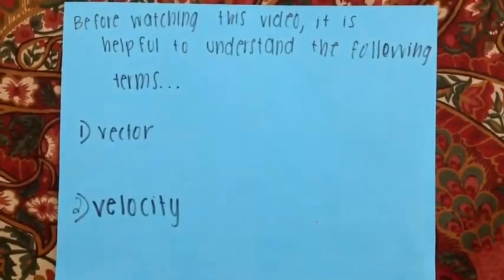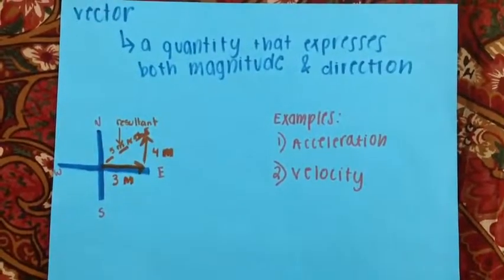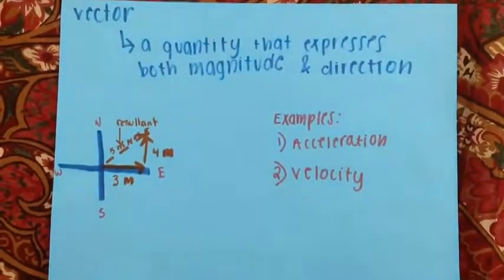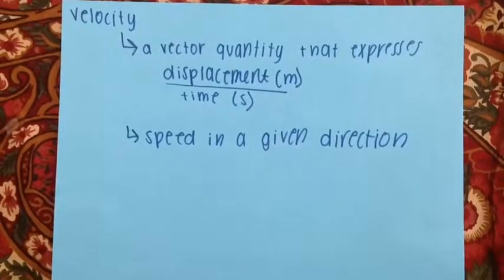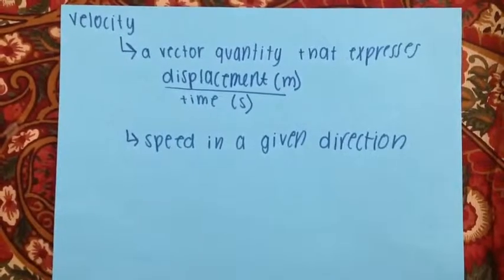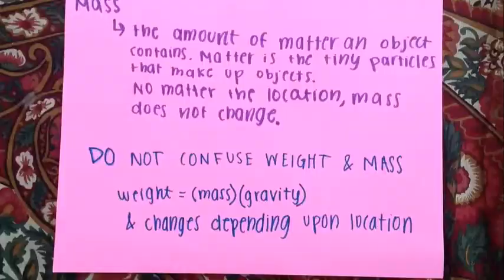Before watching this video, it is helpful to understand the following terms. A vector is a quantity that expresses both magnitude and direction. Examples of this are acceleration and velocity. Velocity is a vector quantity that expresses displacement divided by time. It is speed in a given direction.